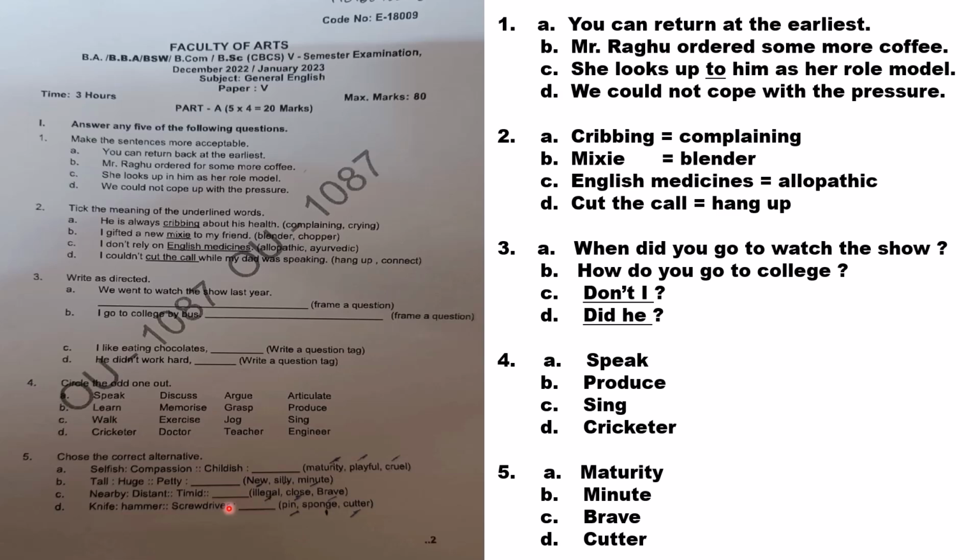So, moving on to the sixth question. Write the correct form of verbs. Yesterday, I missed the bus. So, yesterday means past tense. So, answer is missed. Yesterday, I missed the bus.